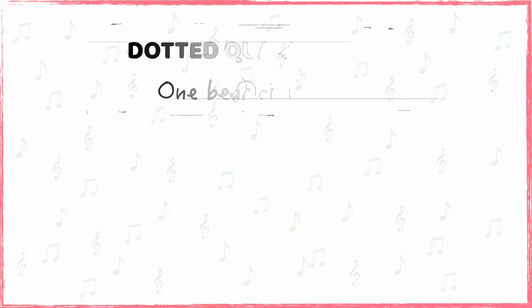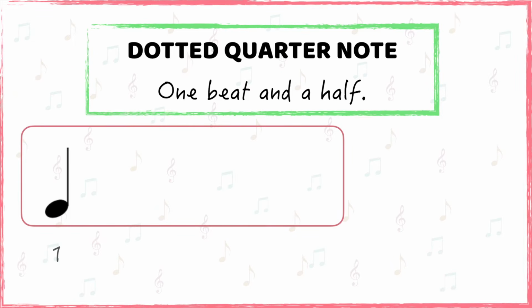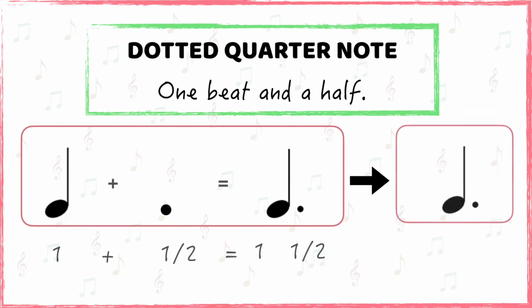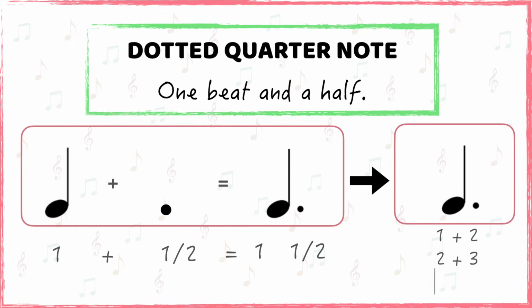A quarter note is 1 beat long. When we add a dot to the note, we add half of the value of the quarter note, which is 1/2 of the beat. Therefore, a dotted quarter note will have 1 beat and a half. When counting, we will write in 1 and 2, 2 and 3, or 3 and 4, depending on where in the measure the dotted quarter note is placed.